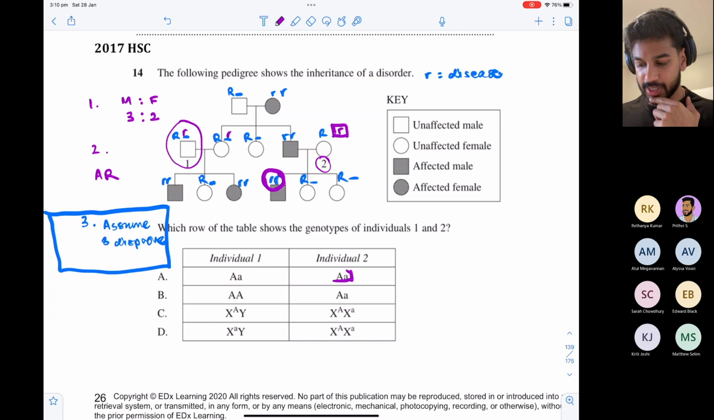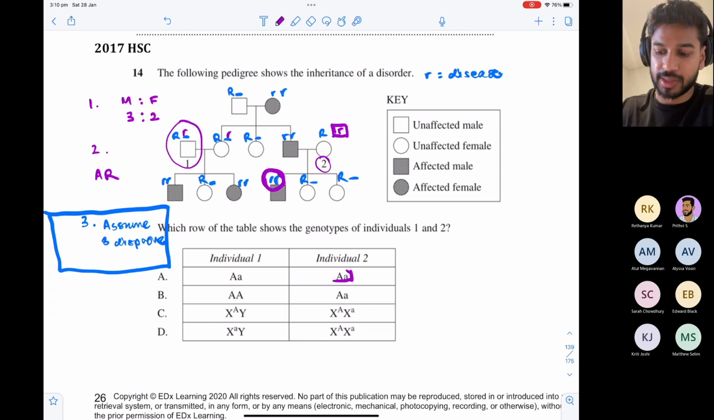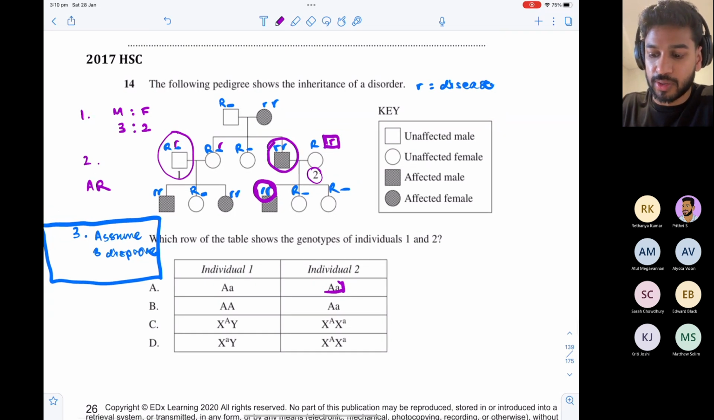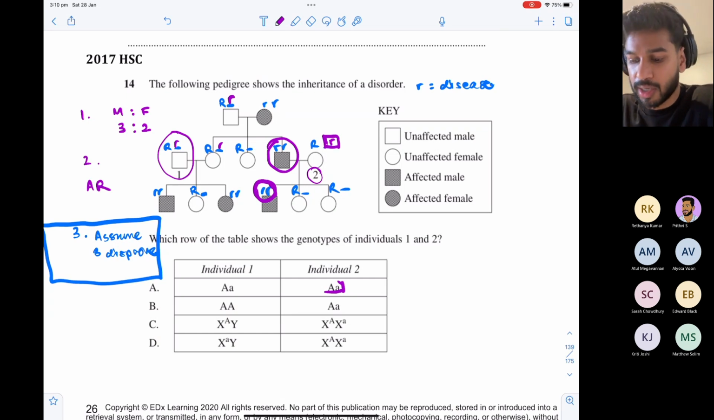So yeah, as I mentioned, the answer is individual 2 and 1 are both capital A. So the answer is A. But if you go through and fill this pedigree, it makes complete sense. I'll quickly fill it out for you, right? You can see 2 little r's here from this child, which means this other parent must have had a little r.